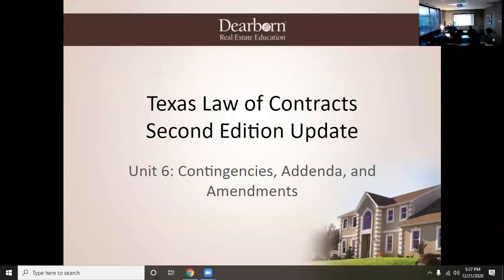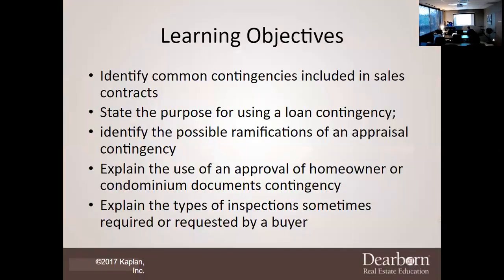All right. So this evening, we're going to be continuing our discussion in regards to contracts, but we're also going to be discussing some more about contingencies, addenda, and amendments as well. The first thing that we're going to start with is we want to identify the common contingencies that are included in sales contracts. We're also going to state the purpose of using a loan contingency.